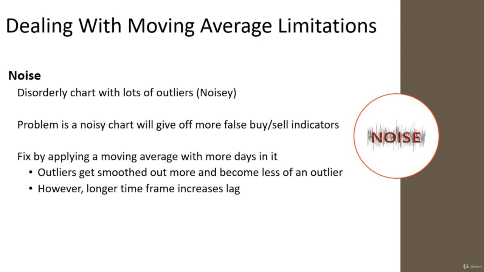And you can fix that by applying a moving average with more days in it. So these big outliers can get smoothed out more and become less of an outlier, because a longer time frame will actually smooth that out more than a shorter time frame.